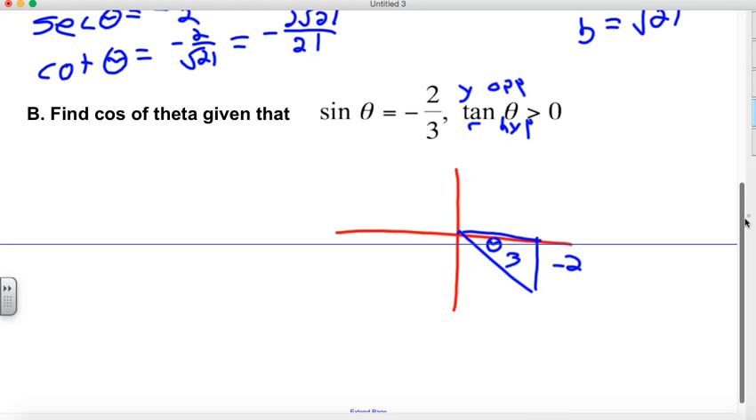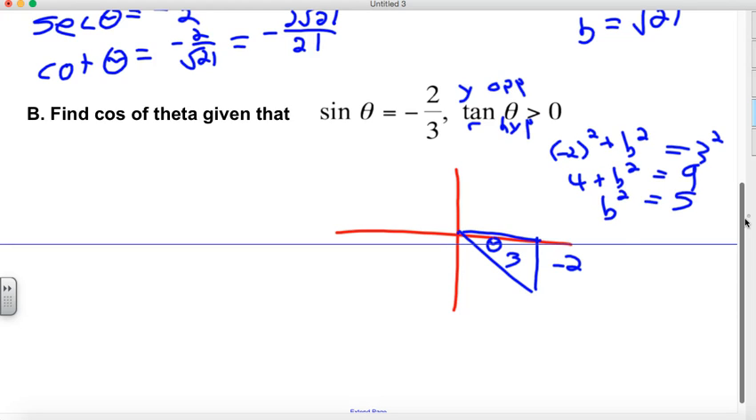So Pythagorean theorem: 3 squared is the c, and now I've got -2 squared plus b squared. That's 4 plus b squared equals 9. Subtract 4, so b squared equals 5. So b has to be the square root of 5. So this other side over here is the square root of 5. Now I can find it; this one just says find cosine of theta.